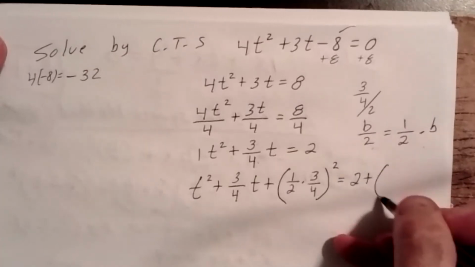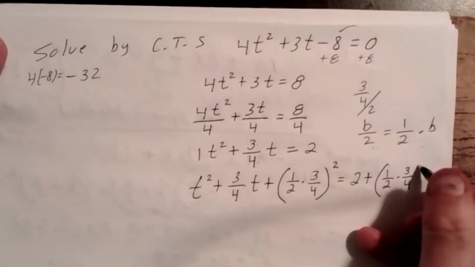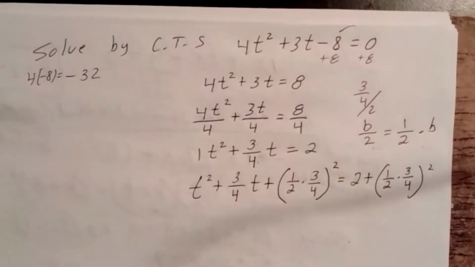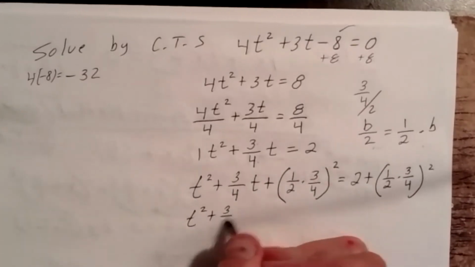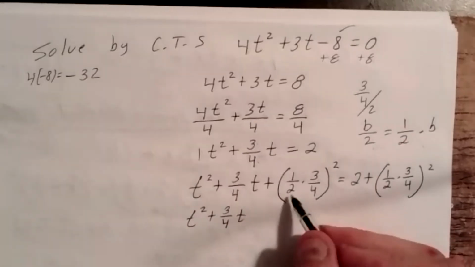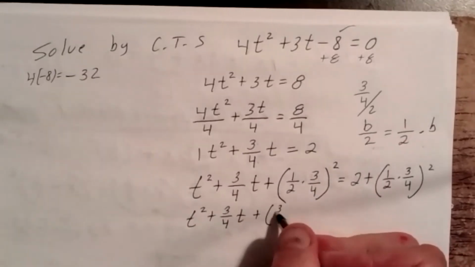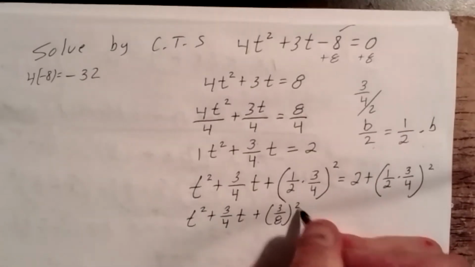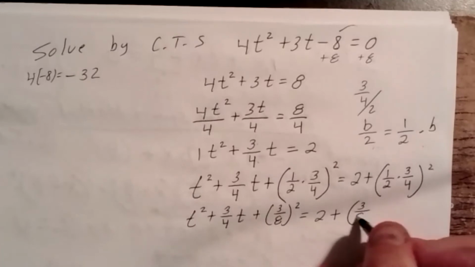Guess what? We must add the same number to the right side of my equation. Back on the left side now. All right, let's try to simplify this a little bit more. We got t squared plus 3/4 t. 1/2 times 3/4 is going to be 3/8. On the right side, we're likewise going to have 3/8 squared.